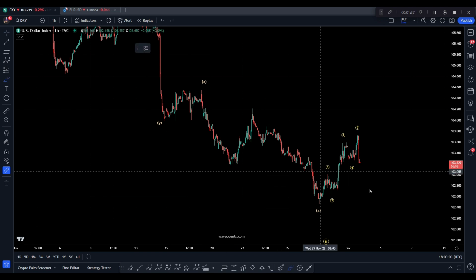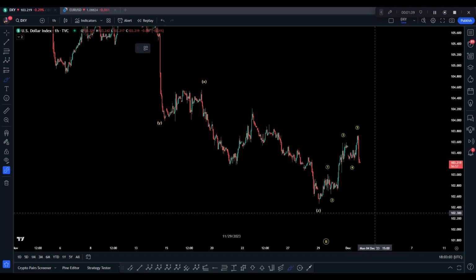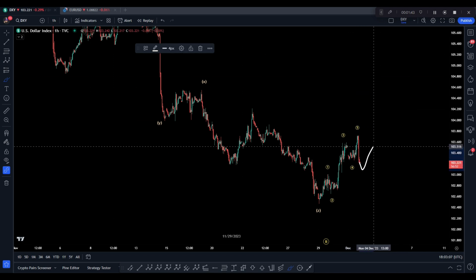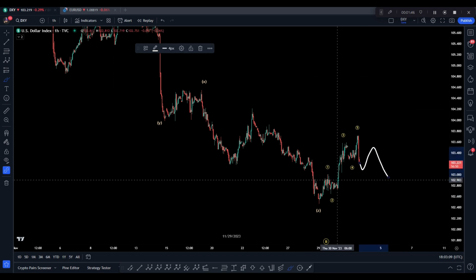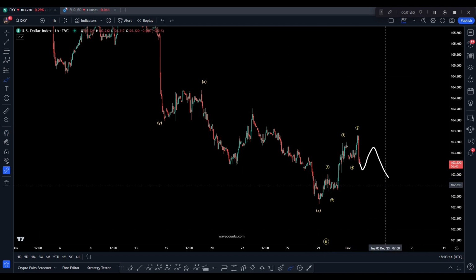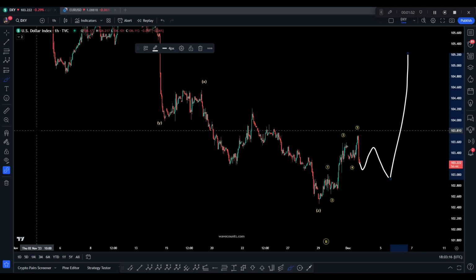Okay, and the expectation then is that since this will also be a second wave itself, you're going to get a 3-wave retracement such as this. Probably find support right in here, and then you're off. You're off to the races.